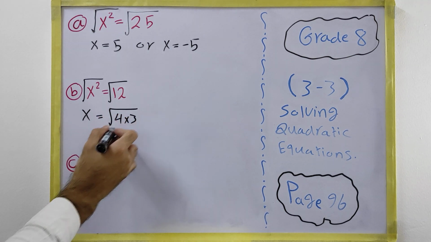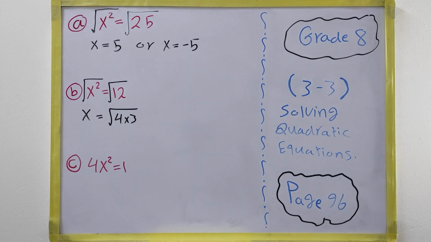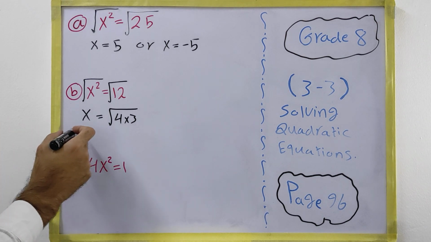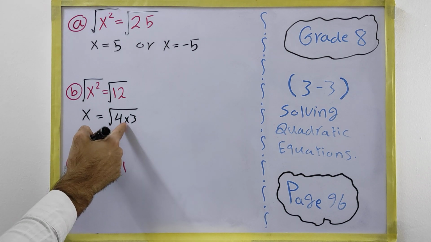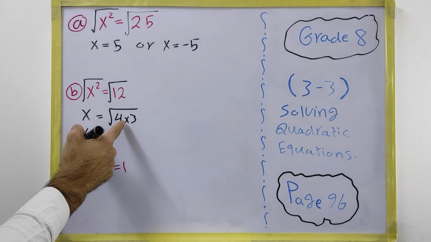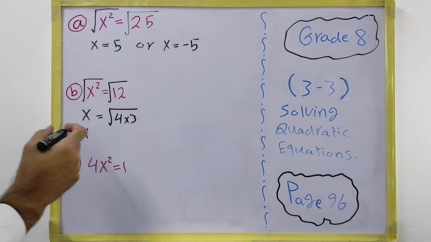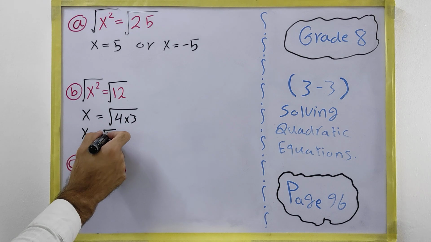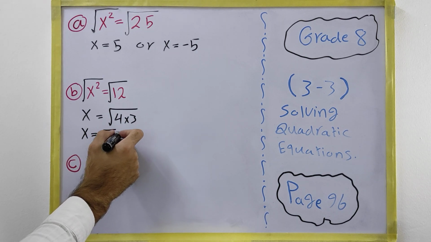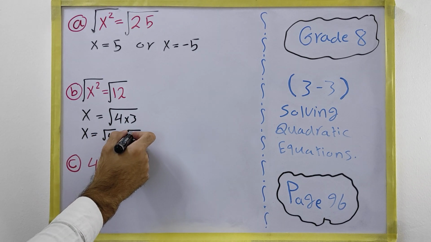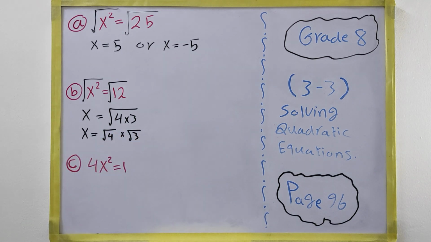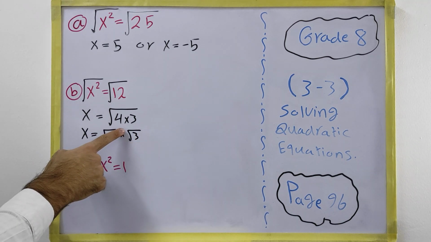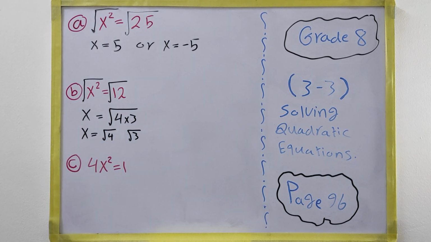4 multiplied by 3. When we have 4 multiplied by 3, we can write it in this form, whenever we have multiplication between them. If we have plus between them, we cannot change it into this form. But if it's multiply, yes, we can write 4 multiply 3. Or even if we don't write multiply, it's the same. Square root of 4, square root of 3.